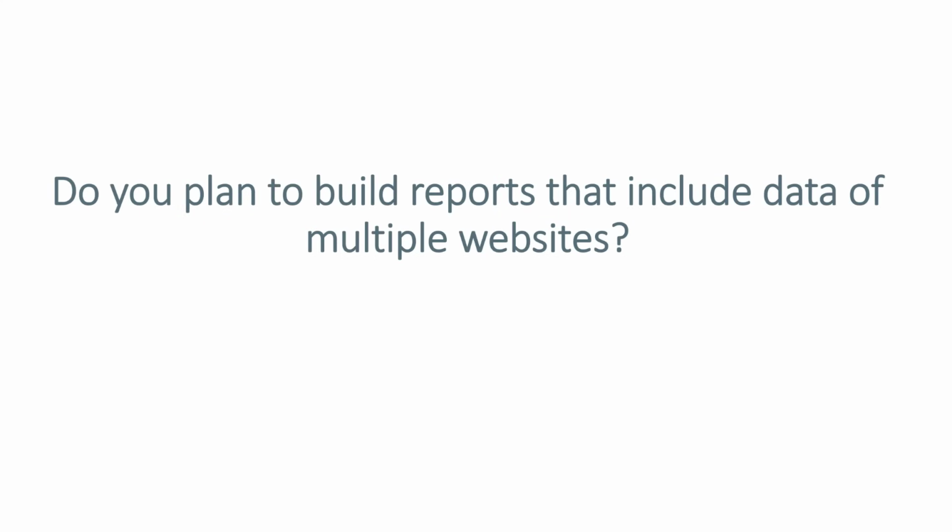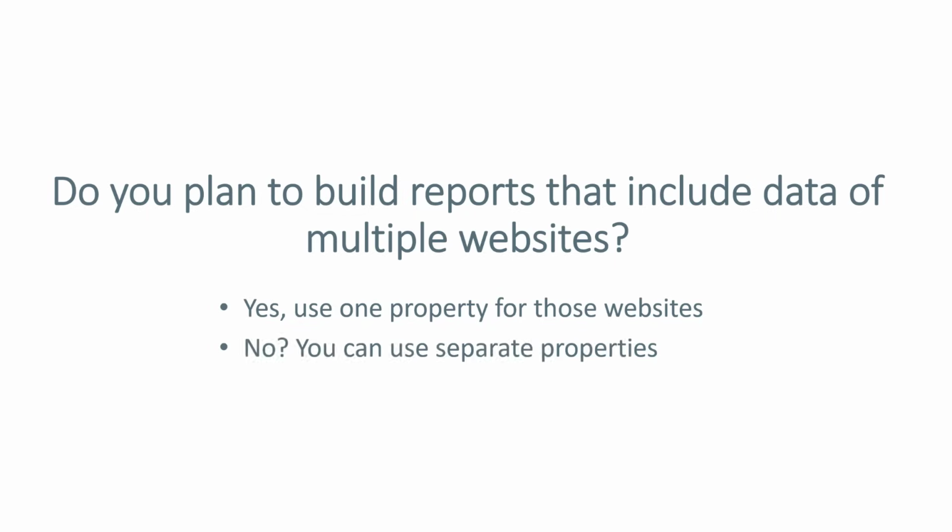For example, you have website A and website B, and then you want to know how many visitors you got across all your websites. If you plan to build these kinds of reports, then use one property for those websites. Have one property, one data stream, and then install that data stream on all those websites. If you don't care about that, then you are free to use separate properties.